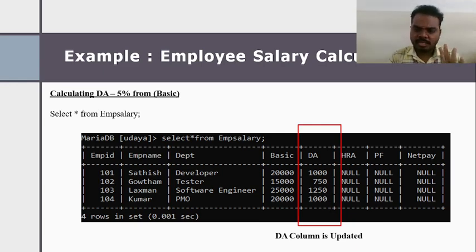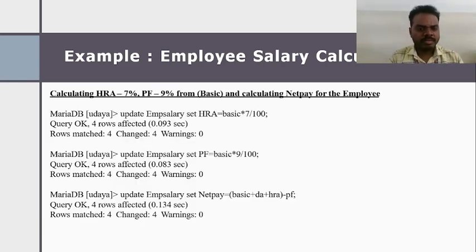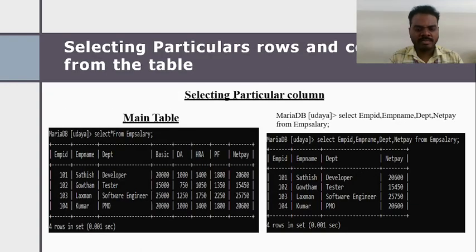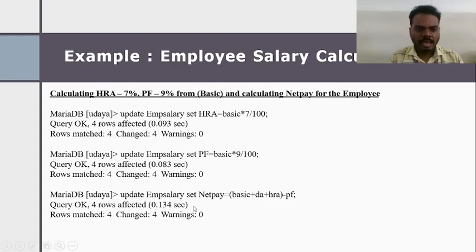The next columns are HRA, PF, and NetPay. For HRA, I am going to use 7% of the basic salary, and PF is 9% of the basic salary. I am going to use update table name, set HRA equal to basic into 7 by 100. I have not specified any condition here, so this 7% will automatically be updated for all the employees in the table.